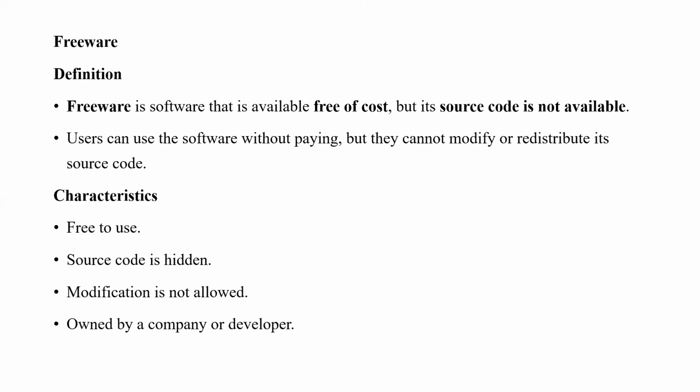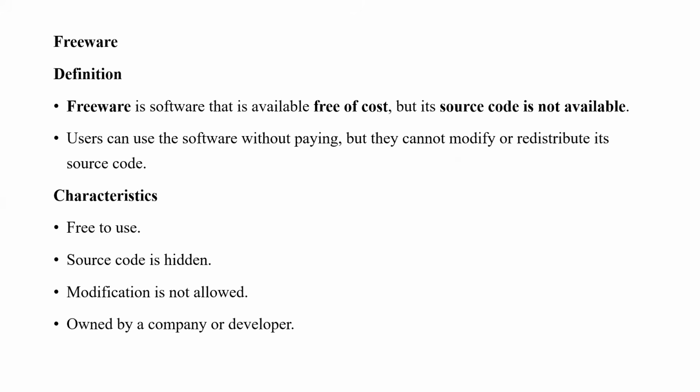And what is freeware? Freeware is software that is available free of cost, but the source code is not available. So we have to know the differentiation: what is open source, what is freeware, what is shareware. Freeware is free of cost, we can download anytime, but source code is not available. Users can use the software without paying, but they cannot modify or redistribute the source code.